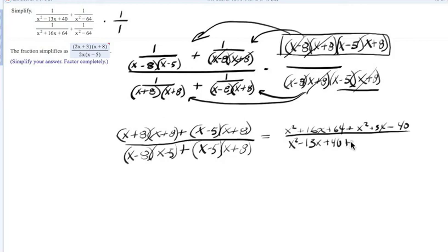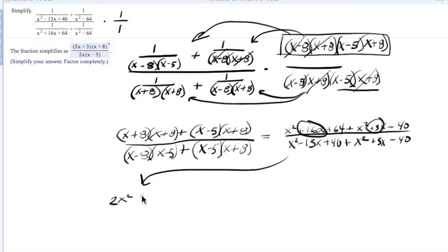And then we have an addition sign. And then we're going to have another trinomial, x squared plus 3x and minus 40. And now we can collect like terms. And I'm going to go ahead and do that over here. On the top, we would get 2x squared. And let's see, 16x and 3x is going to give us a plus 19x. And then the numbers are plus 64 minus 40. That's going to give us a plus 24.